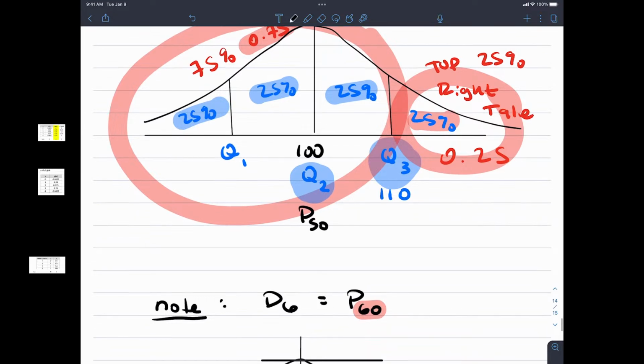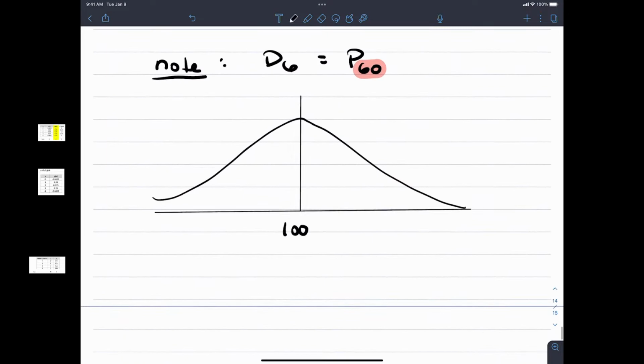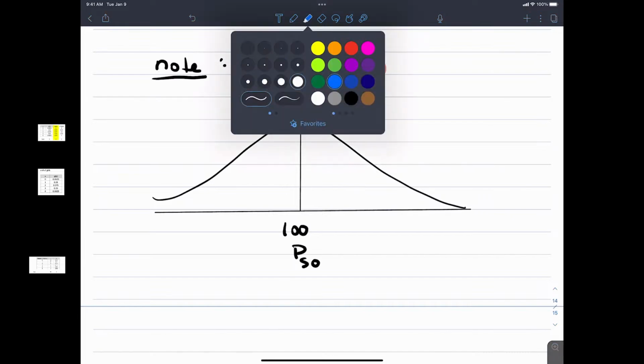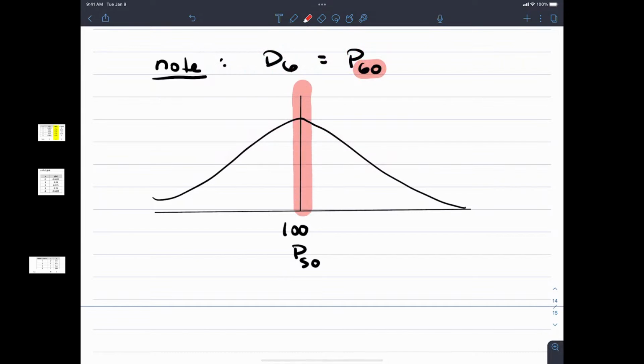So far, so good. So where would P60 be? If this is P50, half the data is to the left of 100. That's the center. That's the mean, right? 50% of the data is to the left of that number. Remember we saw that yesterday? This is P50. Where would P60 be? To the right or is it to the left? Good. Now this is not to scale, so P60 would be here.